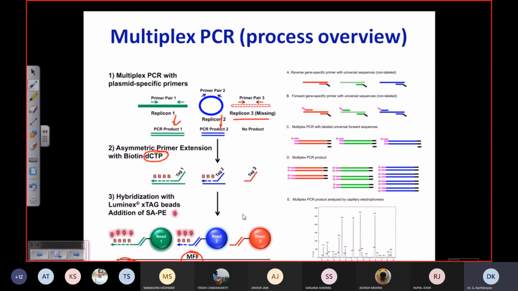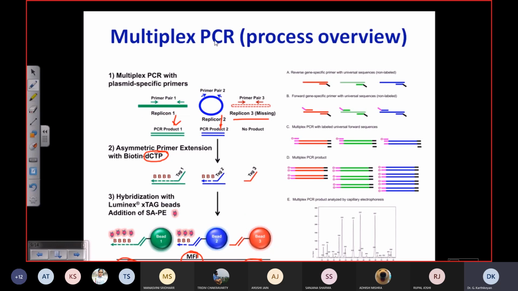Due to the missing of this replicon, there is no signal from the third kind of replicon, or the tag 3 or the bead 3. So from this we can tell this replicon 3 is not present, or you can also infer that the replicon is present but it is destroyed, so that we can't get any kind of result from it.